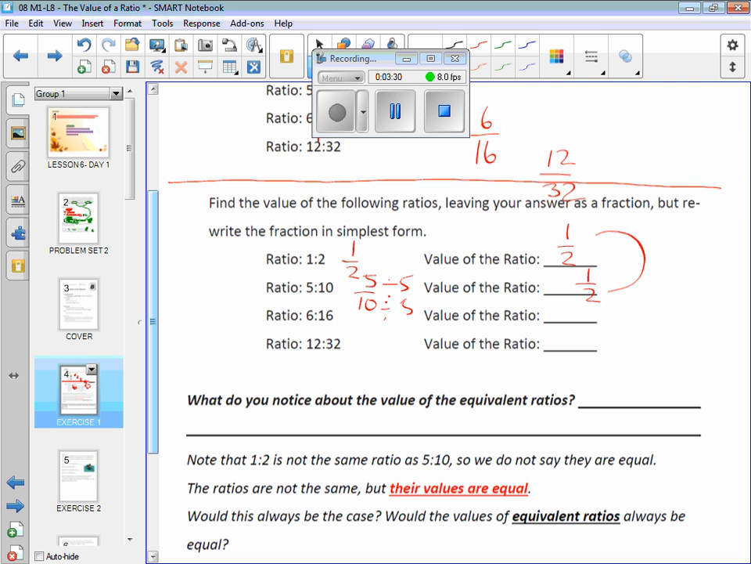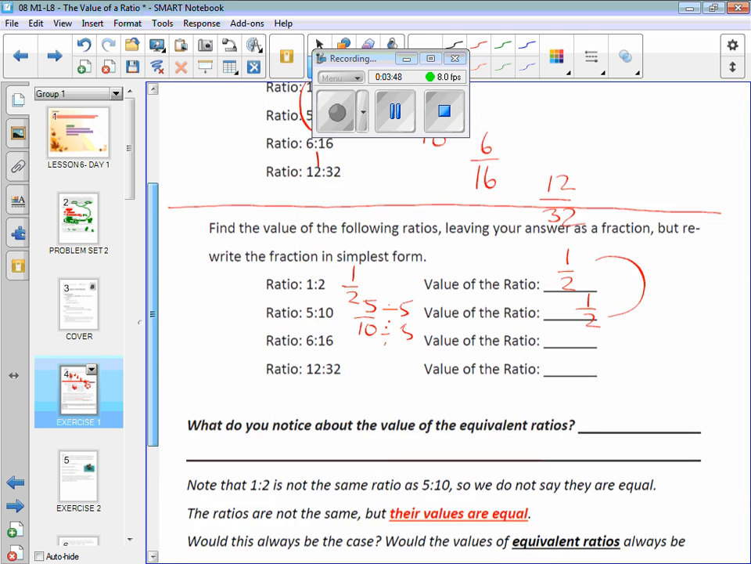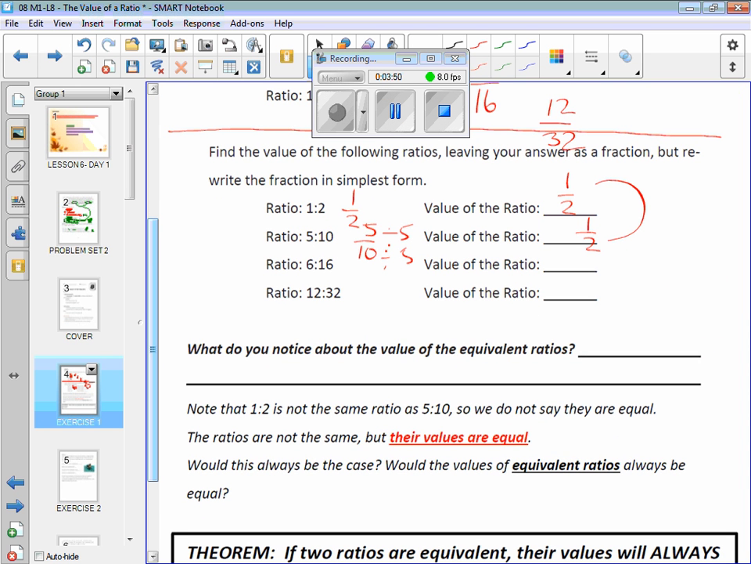That's why we were able to connect it like we did up here. Because look, remember we did this? The reason why a ratio is equivalent to another ratio is because the values are equal. Both 1 to 2 and 5 to 10 have equal values, 1 to 2. That's the value of the ratio. Let's do it for 6 to 16.